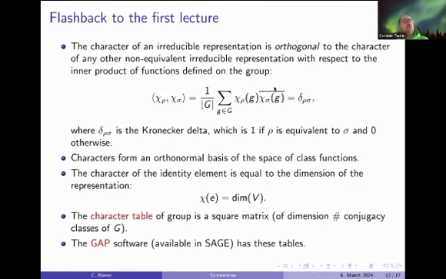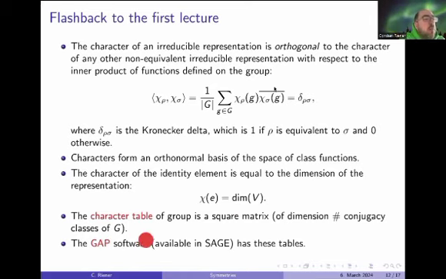Another important piece of information I can get from a character, which is also not hard to see: if I take a character and evaluate it at the identity element, the representing matrix of the identity element is just the identity matrix. How big is the identity matrix? It's the dimension of the vector space times the dimension of the vector space. So if I take the trace of this identity, I get back, of course, the dimension of the vector space. So this is very interesting also.